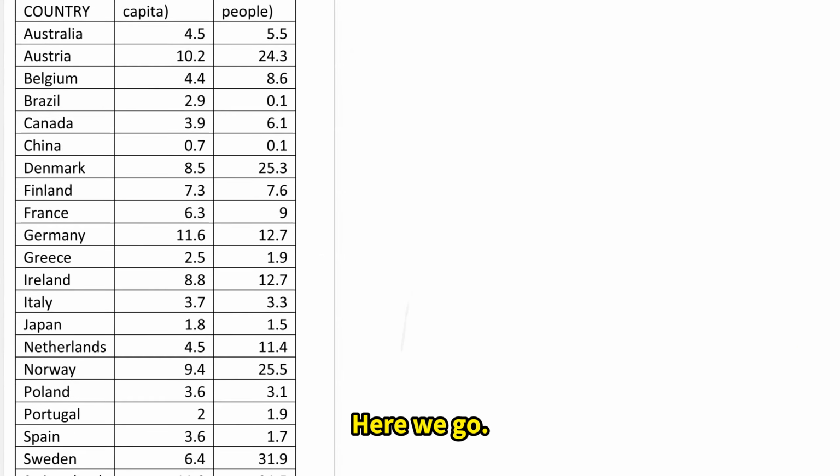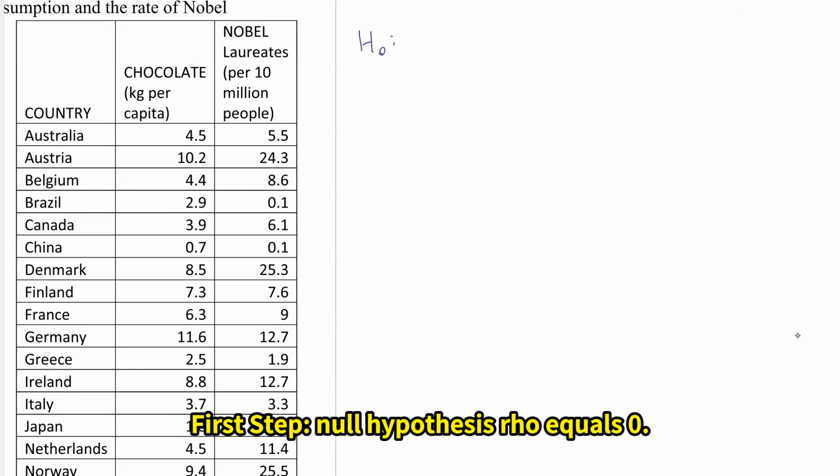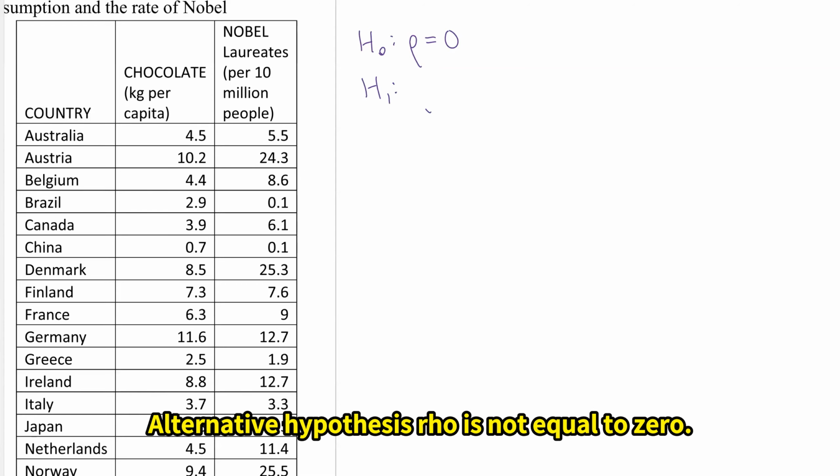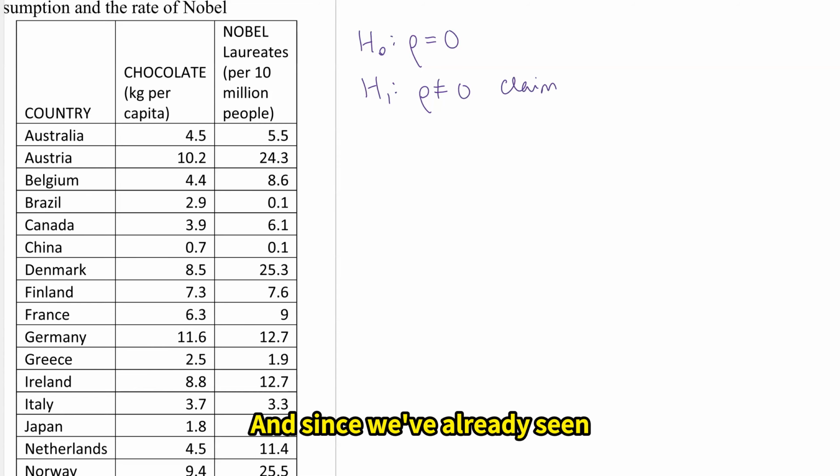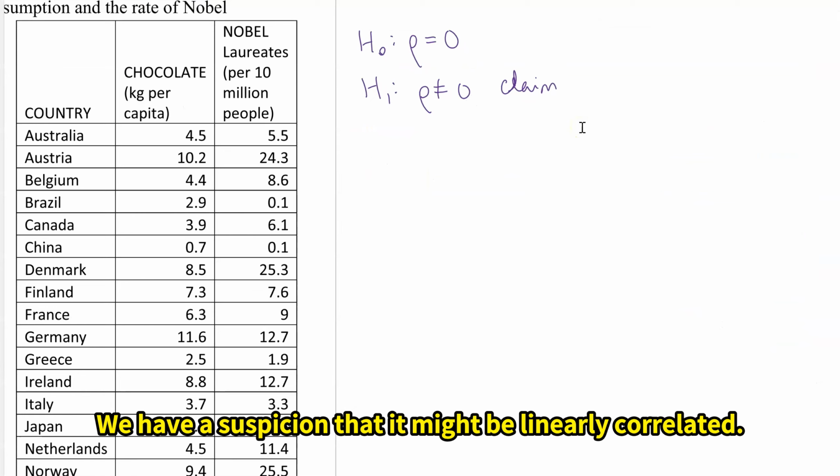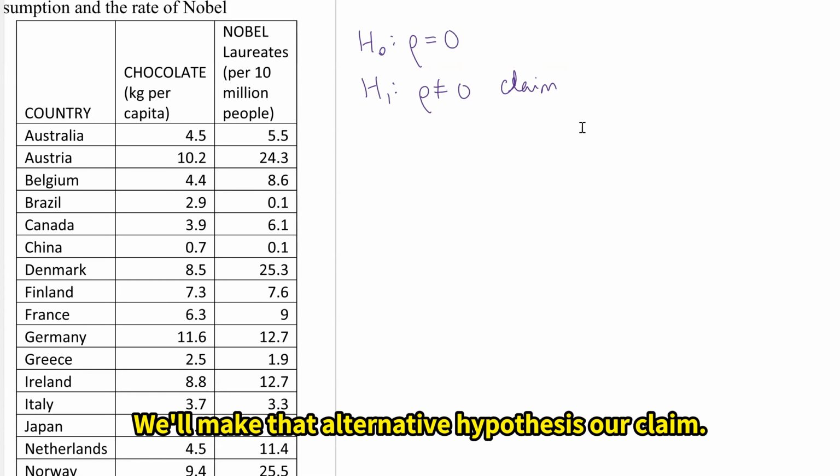So here we go. First up, null hypothesis, rho equals 0. Alternative hypothesis, rho is not equal to 0. And since we've already seen some semblance of a scatter plot, we have a suspicion that it might be linearly correlated. We'll make that alternative hypothesis our claim.